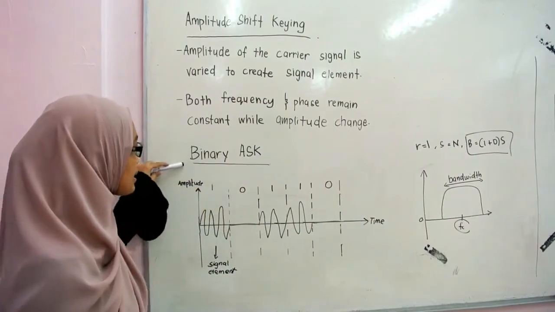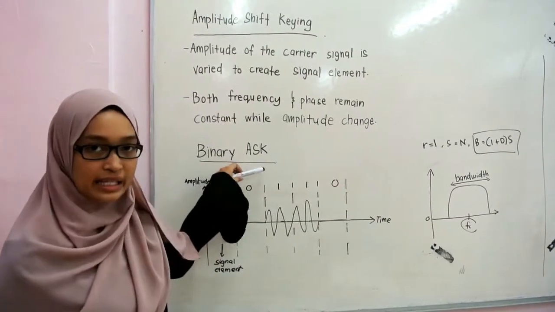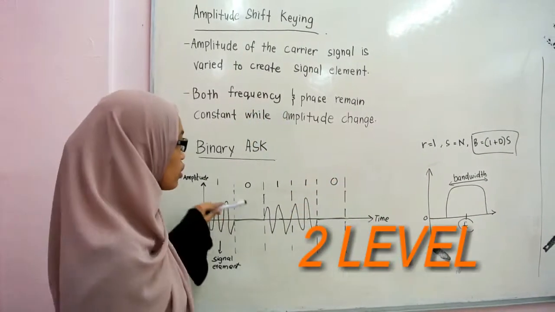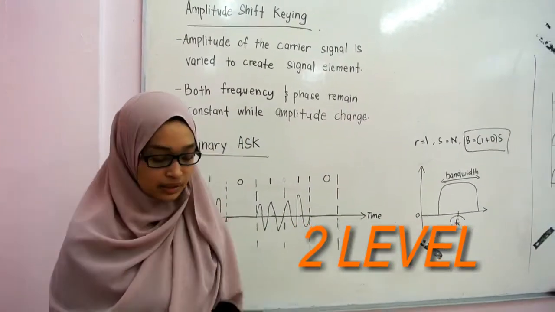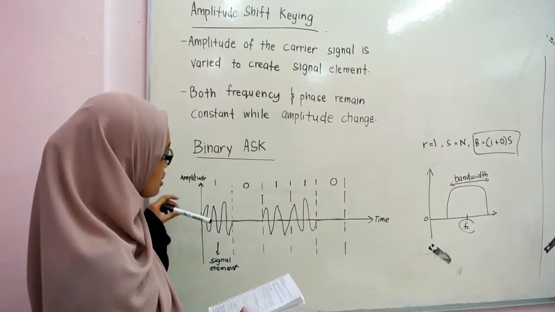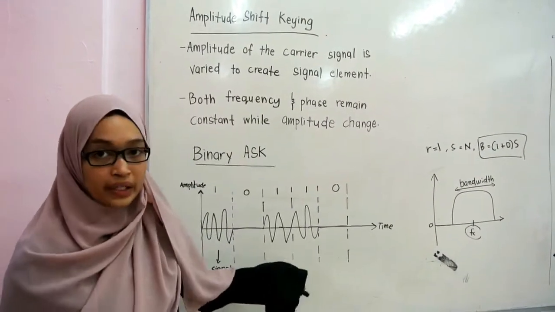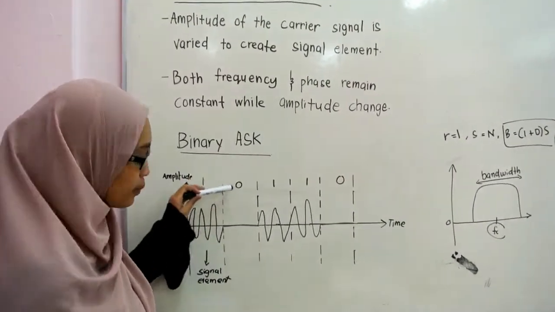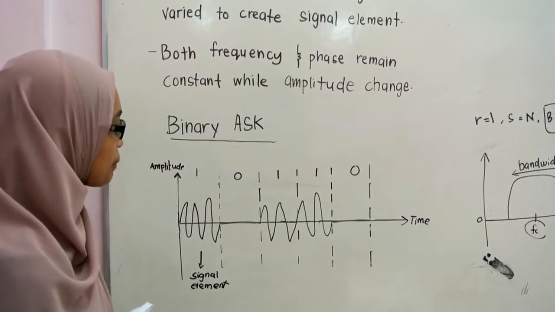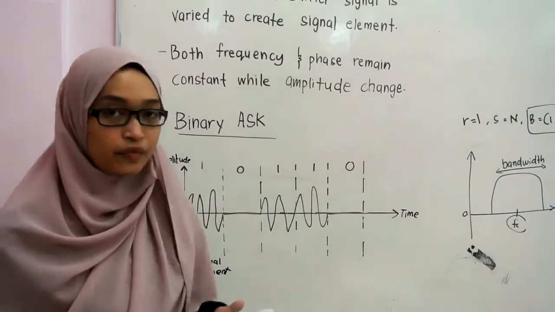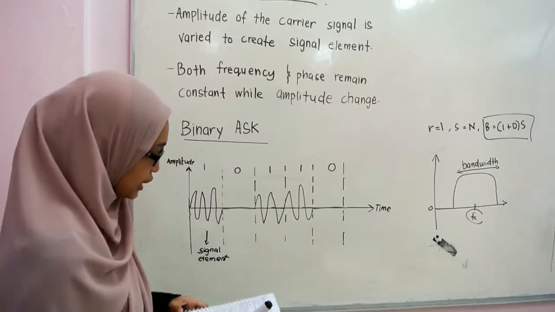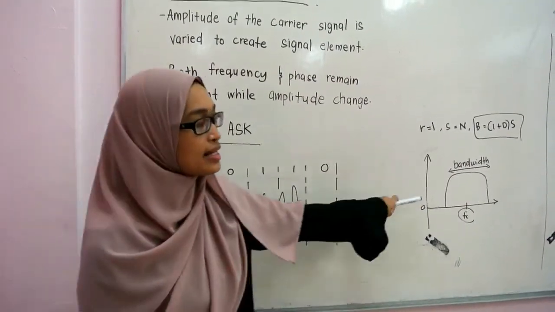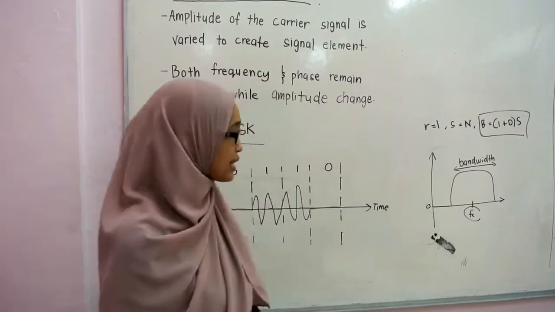Normally, this is the binary for ASK. Normally, it is implemented using only two levels. It is also referred to as on-off keying. The peak amplitude of one signal level is 0, and the other is the same as the amplitude of the carrier frequency. This is the diagram for the binary ASK, and this is the bandwidth for the binary ASK.